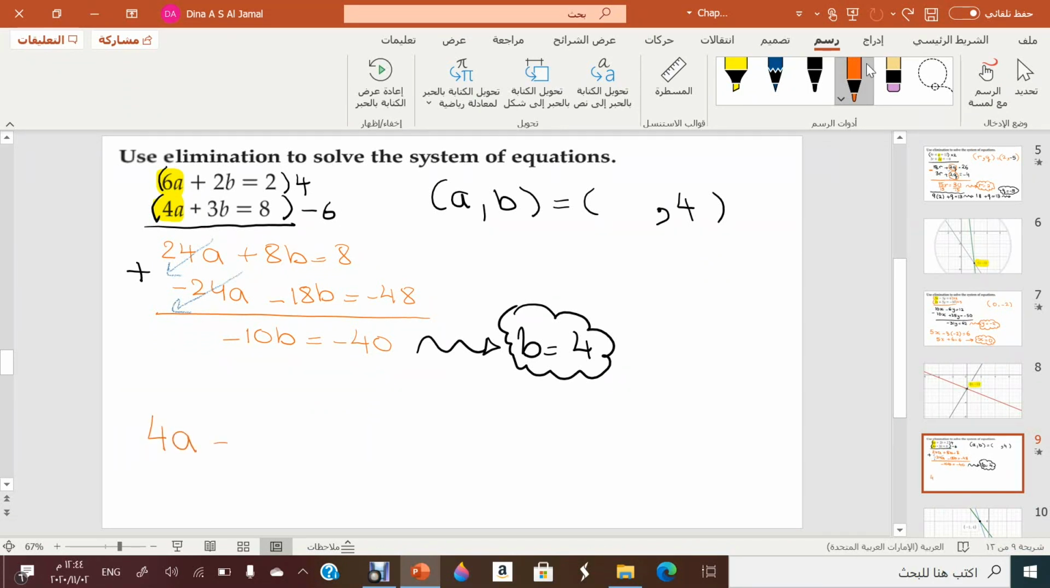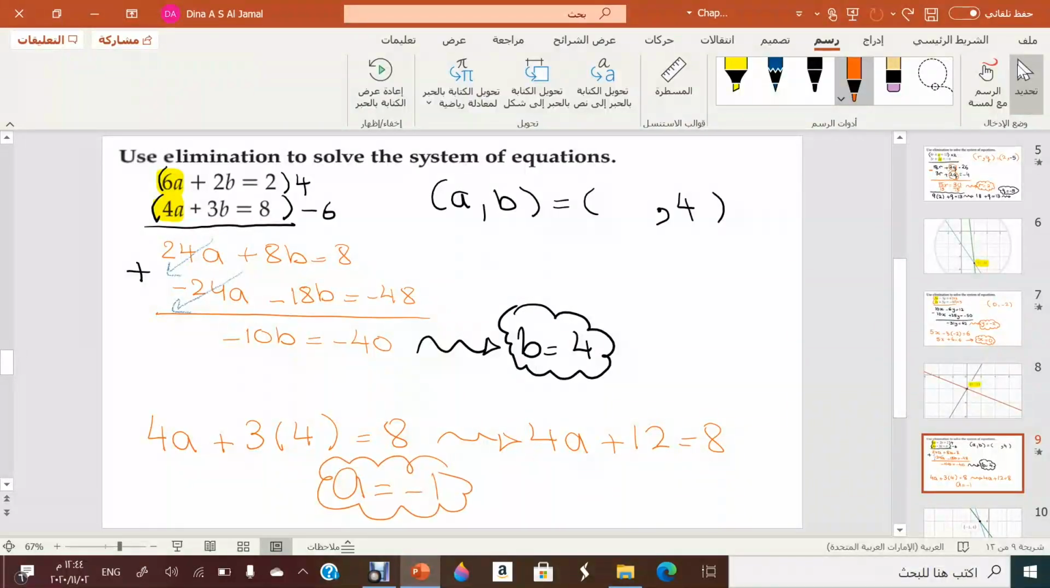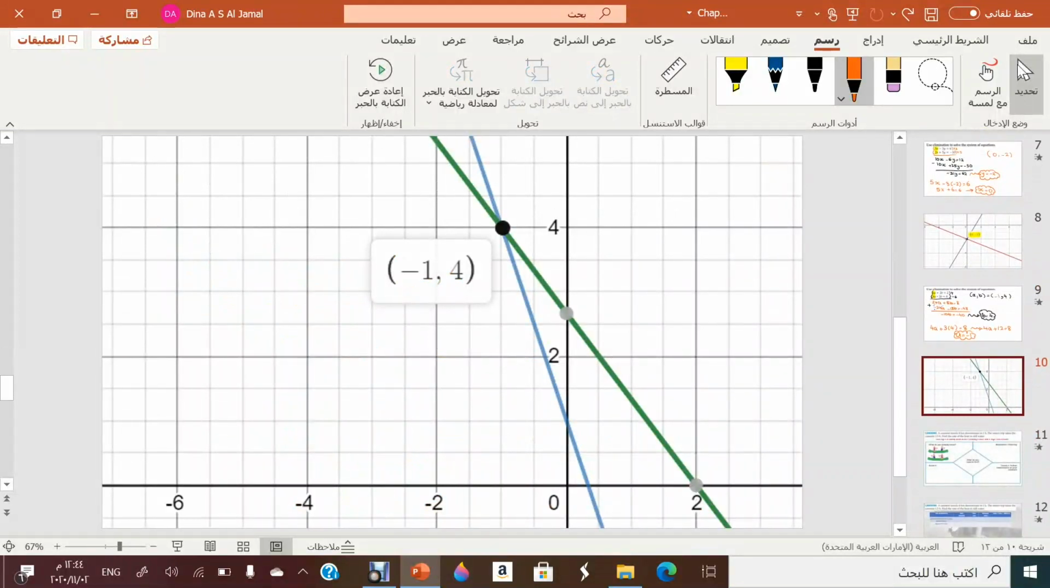So 4a plus 3 multiplied by 4 equal to 8. So 4a plus 12 equal to 8. So this will be leaving you with an equation. After solving it, you will be getting a as minus 1. So let's put here our point. It is minus 1 and 4. And let's check it here. So you are getting a graph with a point of intersection, exactly one solution, independent and consistent.